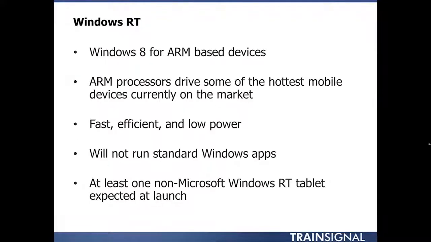So how about Windows RT? What is Windows RT? Windows RT is a version of Windows 8 for ARM-based devices. ARM processors currently power a large percentage of the mobile devices that are out there and some of the hottest ones. They're very fast, they're efficient, and they consume very low power, which makes them well suited to the mobile environment. Problem here is that Windows RT, or Windows on an ARM device, cannot run any Windows app that wasn't designed specifically for it. So if you have an old Windows 7 app or Windows XP app or whatever it is, it will not run on Windows RT unless it has been rewritten to do so by the developer.